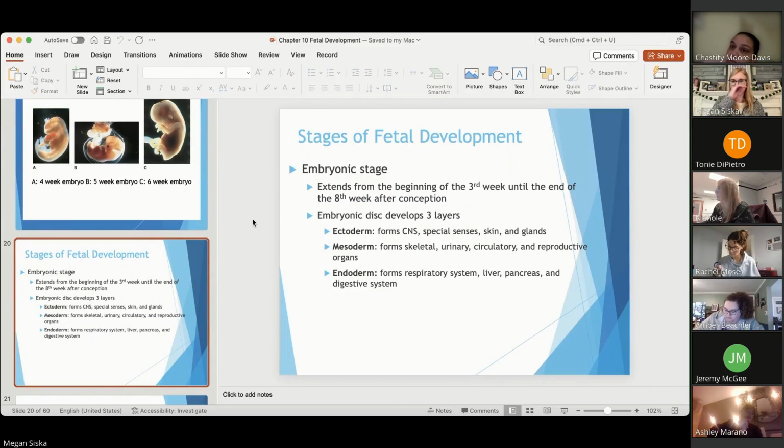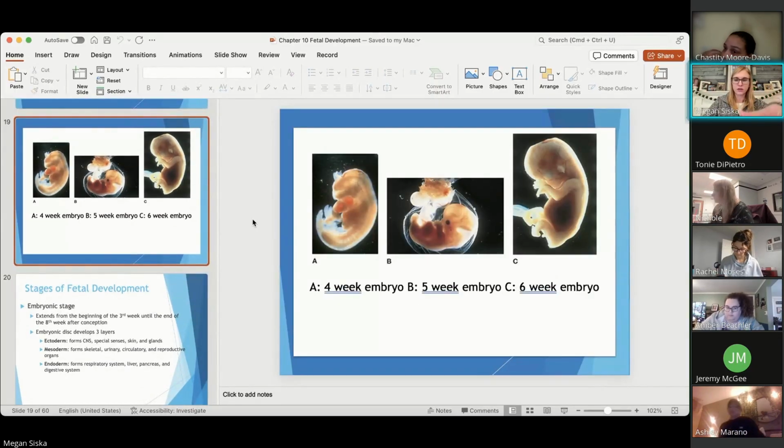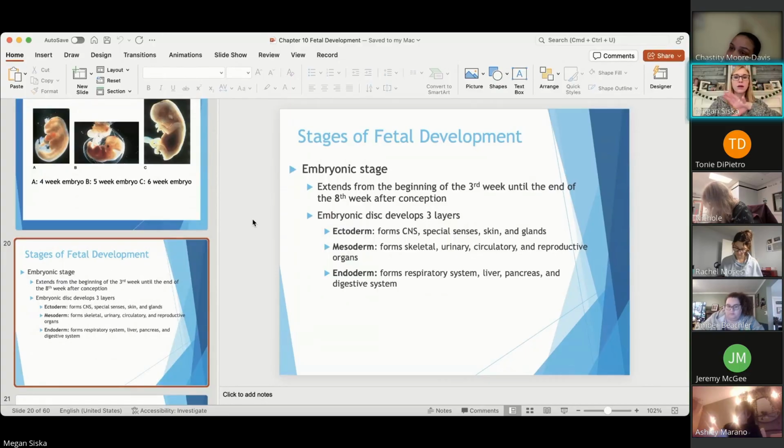Okay, so that was everything pre-embryonic. Now, some of those pictures were in other stages, but let's talk about the embryonic stage. This is from the beginning of the 3rd week all the way through the 8th week after conception. During this time, we start to have a bunch of differentiation.